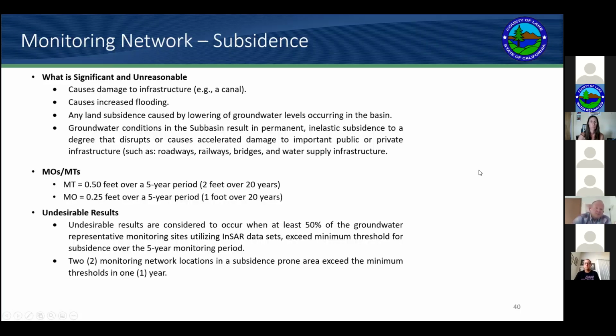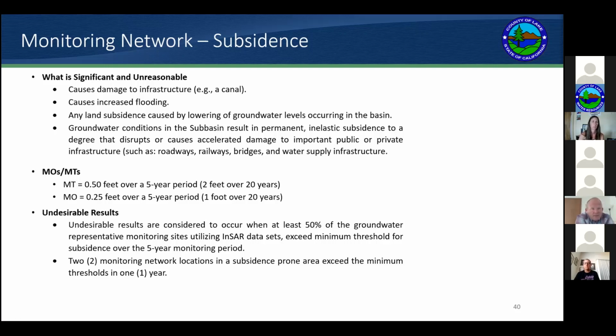Talking a little bit about what a general significant or unreasonable statement would look like. We can make these decisions at some point down into the future, but we don't want to cause any infrastructure issues, like I showed with the canal where subsidence had caused some concrete to crack. I don't know of any such issues in Big Valley. Increased flooding, again because of subsidence, I've never seen it, never read anything about it.